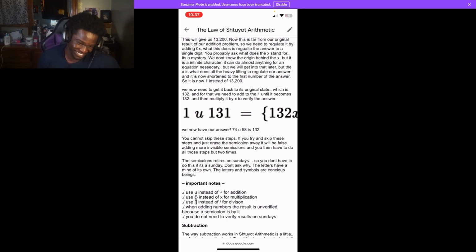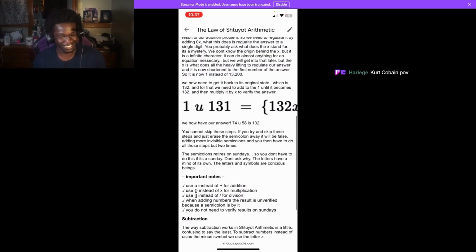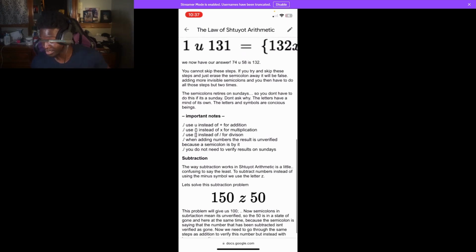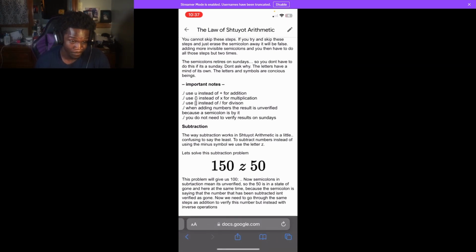Man, what's this, bro? I know you were dying to add this in here, bro. So you don't have to do this if it's a Sunday. Treating this like it's Chick-fil-A, bro. Like, what the fuck? Don't ask why. The letters have a mind of their own. Oh my gosh. The letters and symbols are conscious beings. We need Tim and Moby on this. Yeah, I don't think Tim and Moby can even do this, dog. Those guys can do everything, but I don't know about this.